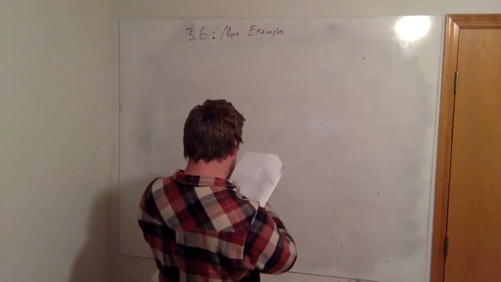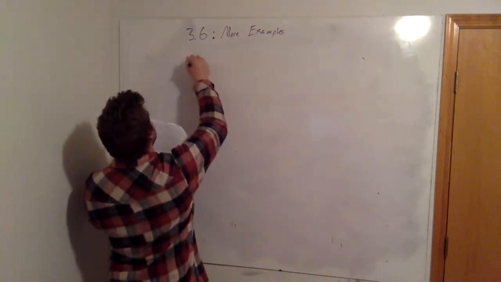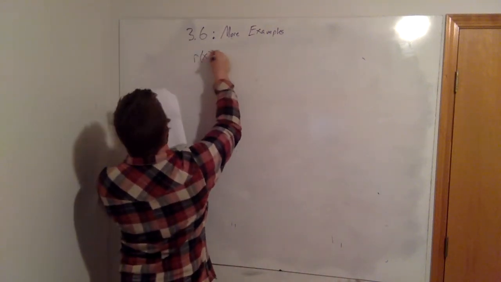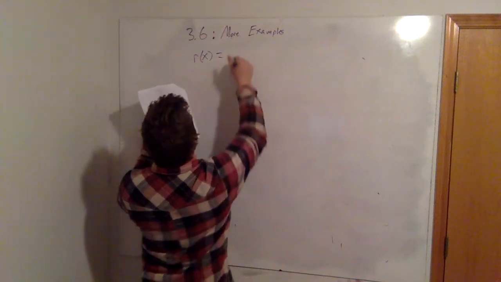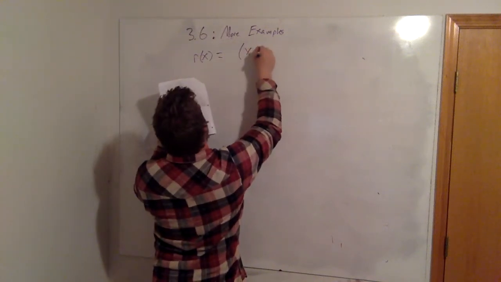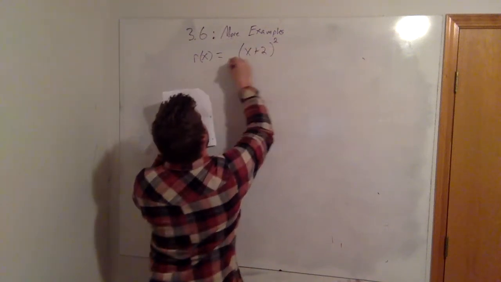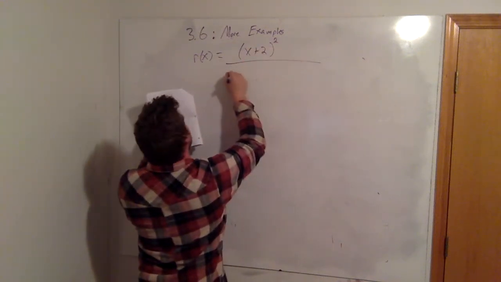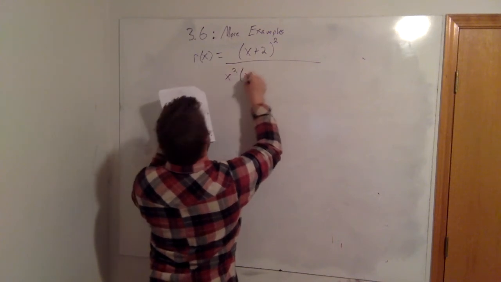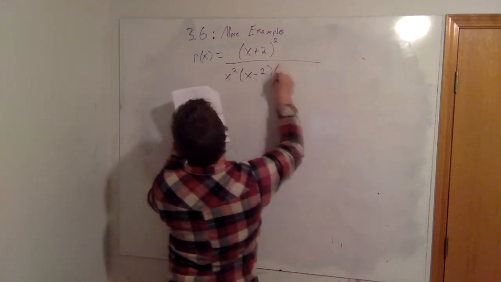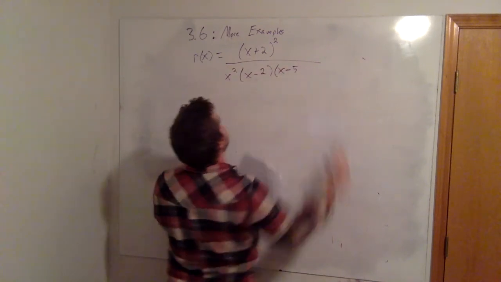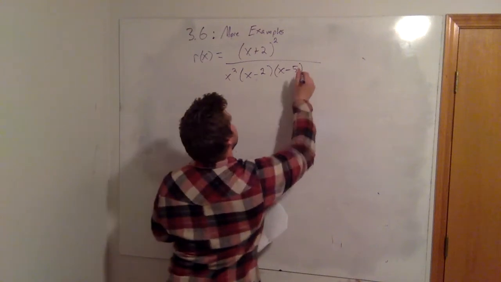Okay, so let's say r of x factors to (x + 2) squared, all over x squared times (x - 2) times (x - 5). Go ahead and pause the video and give this one a shot.